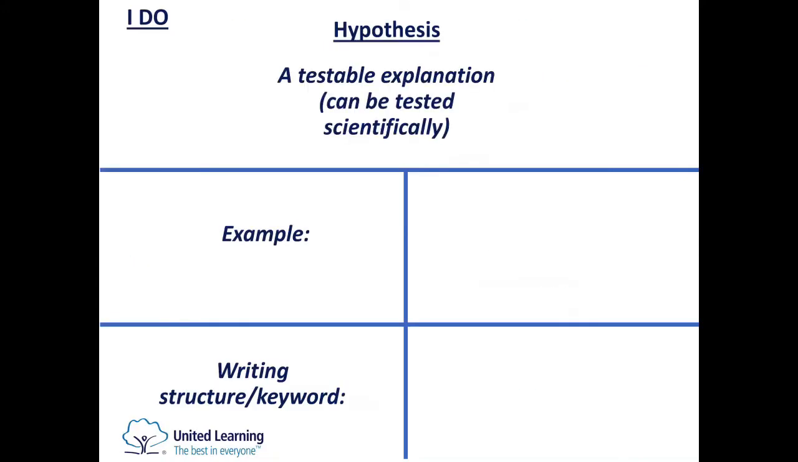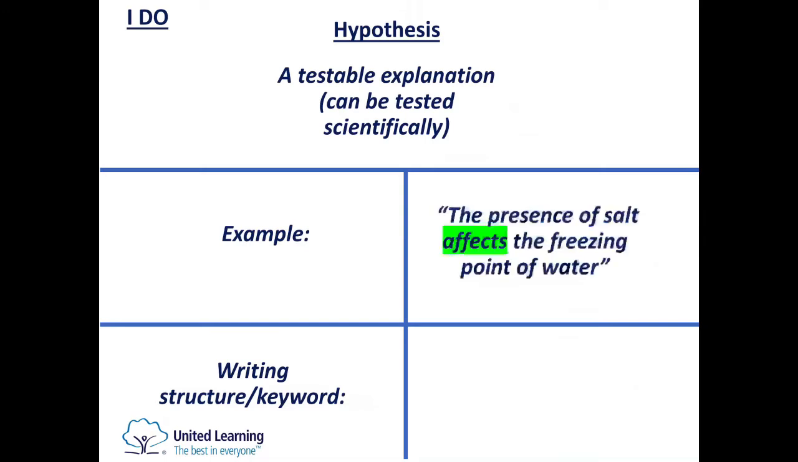So just to reiterate, the hypothesis is a testable explanation, so something that we can test scientifically. And the example, as we've said, the presence of salt affects the freezing point of water. And a good way to structure the hypothesis when you're writing your own hypothesis is to use this format.